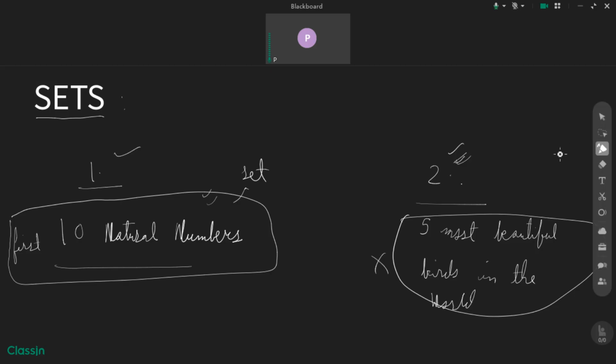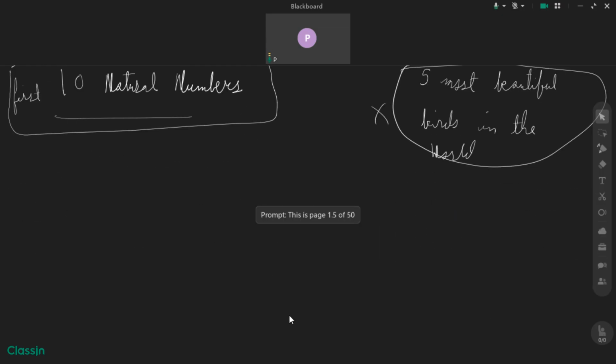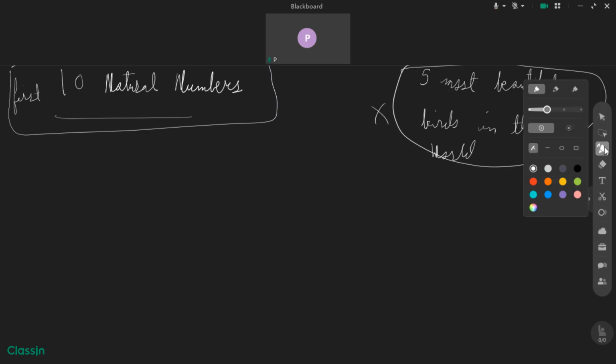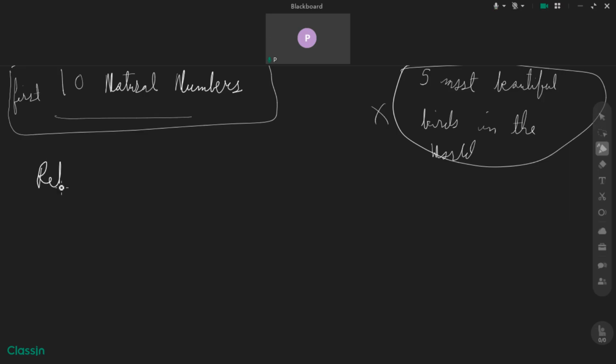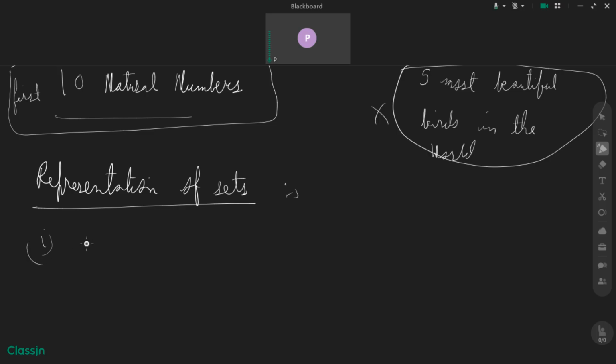So now let us see how we represent a set, how we write a set. Let us see the next topic, representation of sets. Sets can be represented or written by two methods. The first one is known as the roster form.